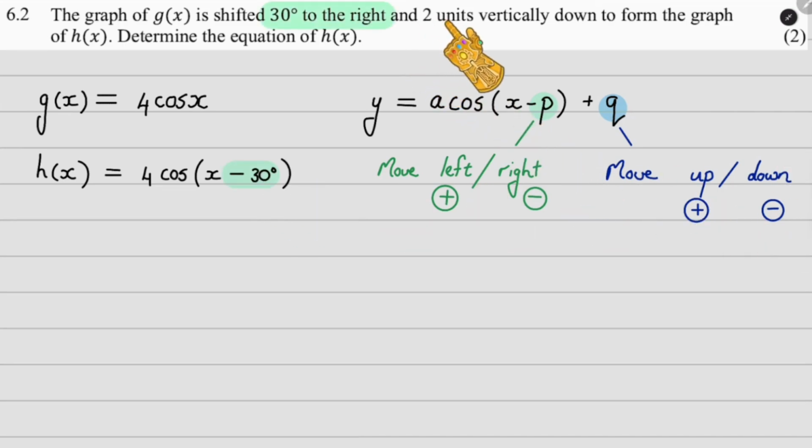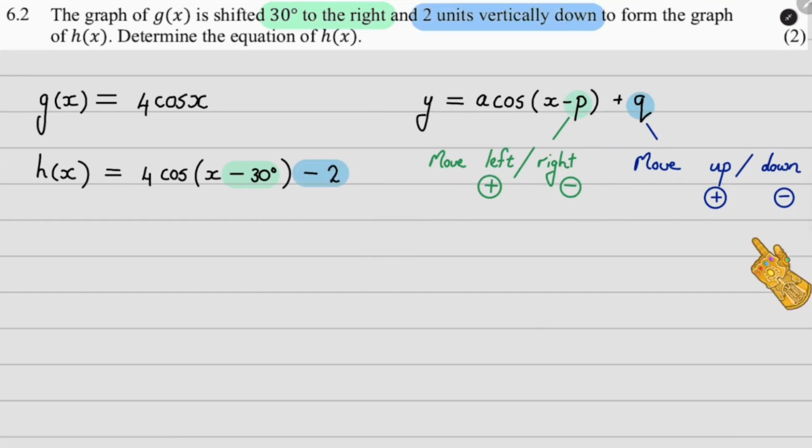And then I move it 2 units down, so then I'm minus at the end of the equation here. I'm just going to put a minus 2 over here. And there you have it, the question's done. I've successfully given the equation of h of x. Now let's have a look where the 2 marks come from. You simply get 1 mark for the minus 30 and 1 mark for the minus 2.